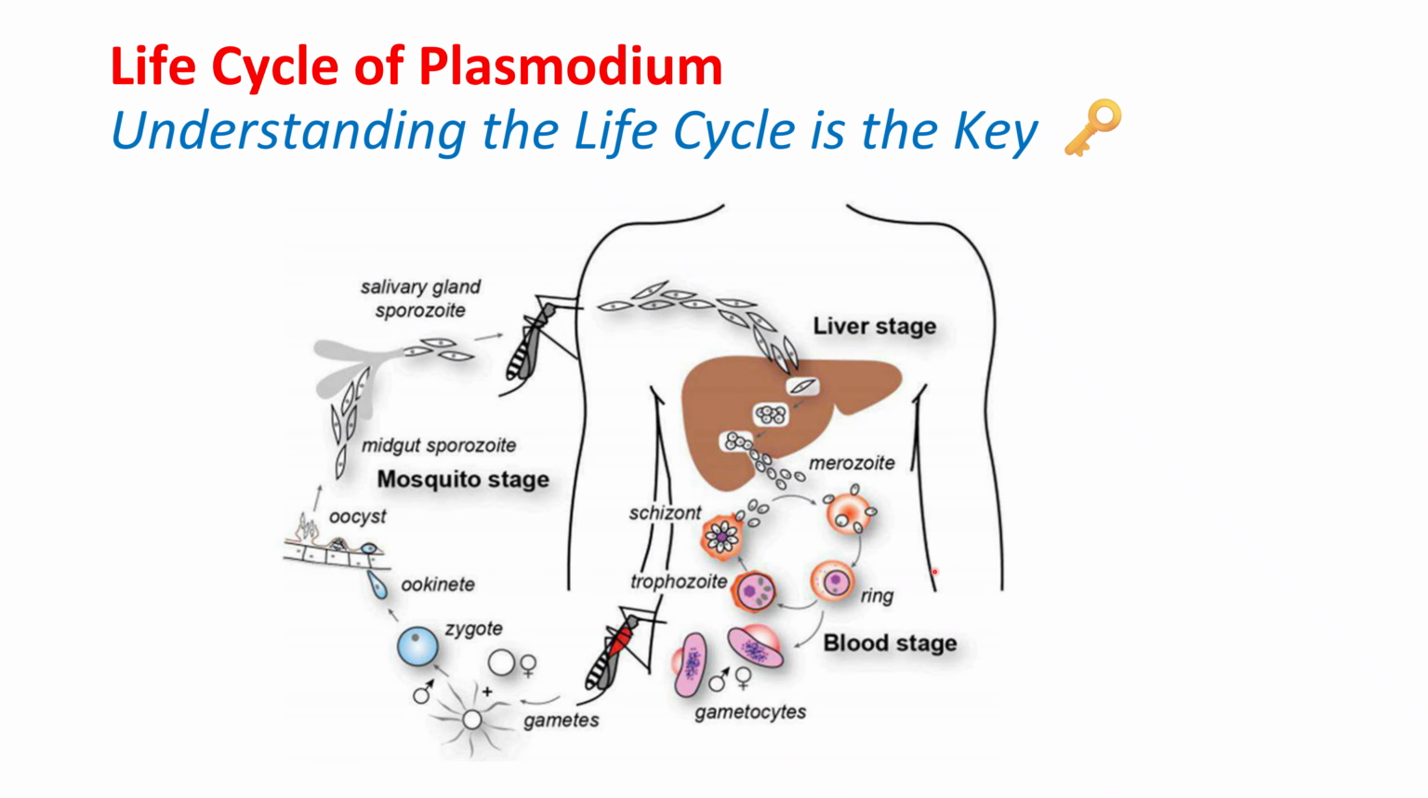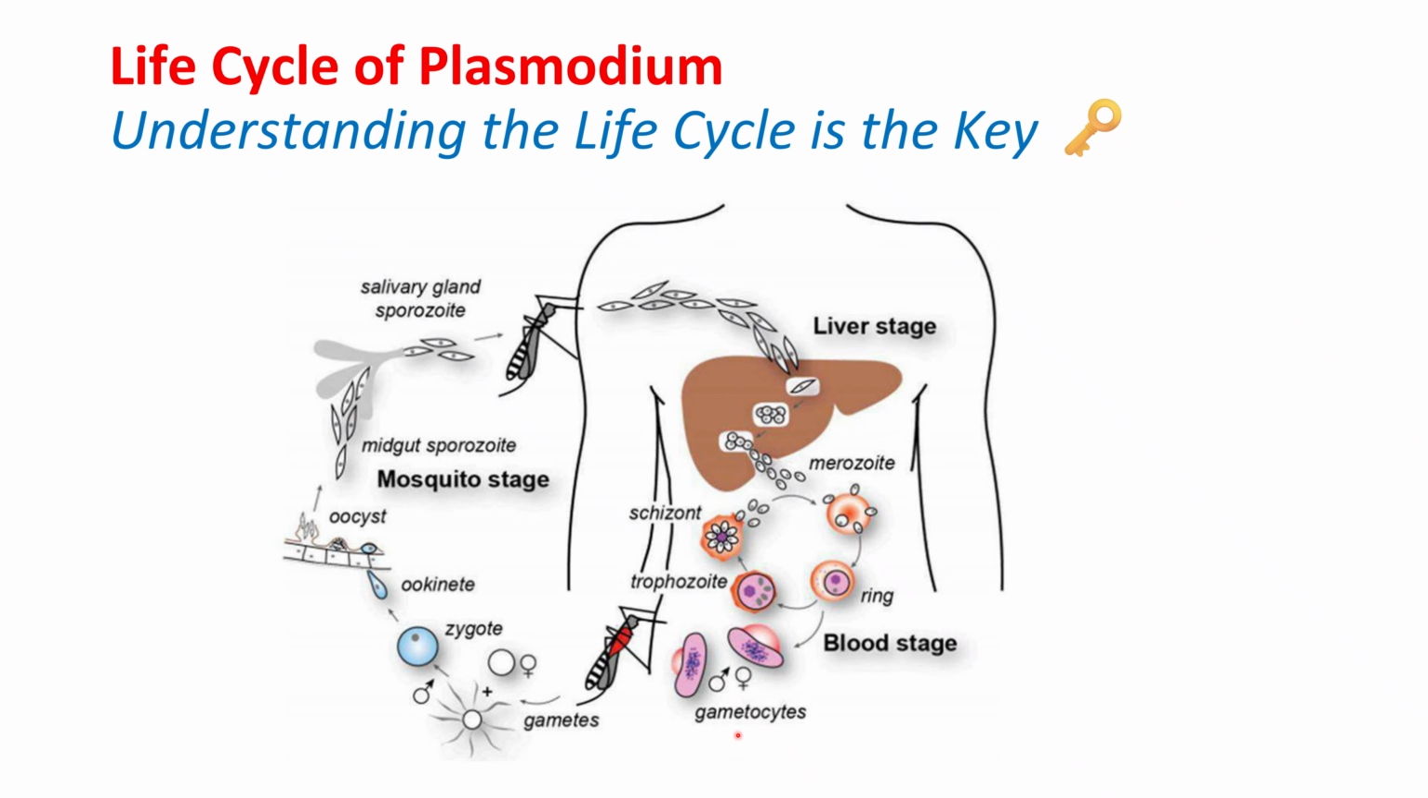Now comes the blood stage. Merozoites invade RBCs. Inside RBCs, they develop through various stages. First is the ring form, that is the trophozoite. Then comes the mature trophozoite. Then comes the schizont, a multinucleated stage, after which the RBC ruptures, releasing more merozoites to infect new RBCs. This rupture of RBCs causes fever spikes, the paroxysms of malaria.